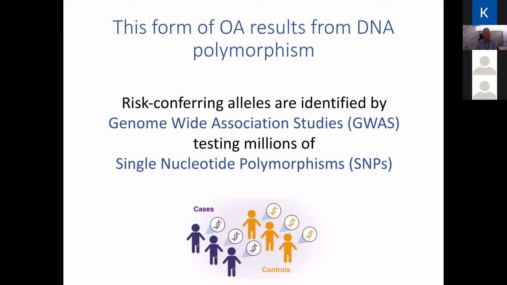So to try and identify risk alleles for this form of osteoarthritis, we have to undertake genome-wide association studies, GWAS, and we do this by testing millions of single nucleotide polymorphisms. So the idea here is that there's a polymorphism that correlates with the disease. Its frequency is slightly elevated in individuals with the disease versus individuals without the disease. So it's not absent in the controls, but it's increased frequency in the cases.